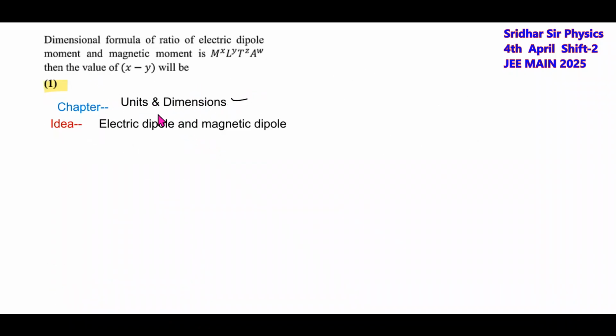This question is based on units and dimensions, and the idea involved is the electric dipole moment and magnetic dipole moment. So the dimensional formula is the ratio of electric dipole moment and magnetic dipole moment. We know the torque equals M B, magnetic dipole moment times field. The electric dipole moment will be P E, and the torque will have the same dimensions. So I'll divide these two. This should be equal to 1. So the electric dipole by magnetic dipole moment.